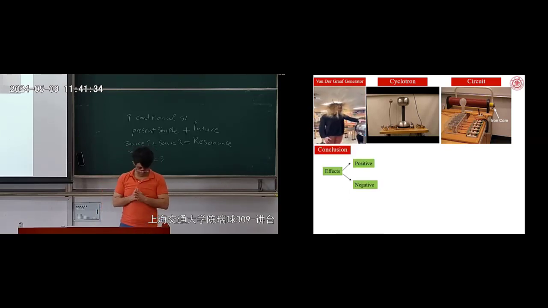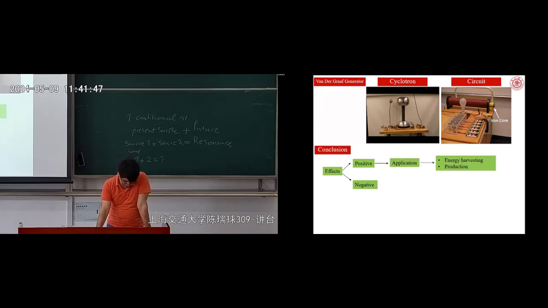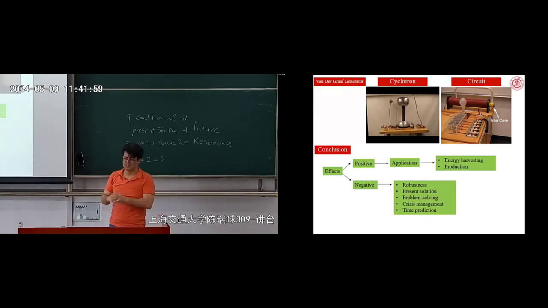So, in conclusion, now we know about the negative and positive feedbacks of resonance. In positive feedbacks, you can create new applications to harvest energy or for production. And for the negative feedbacks, we have to create new models to conquer these problems with items like robustness or present solutions, like prediction, problem solving, especially crisis management, which is very important, and time prediction.